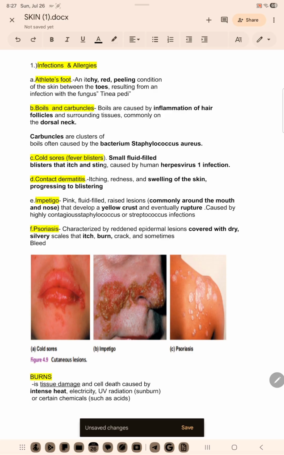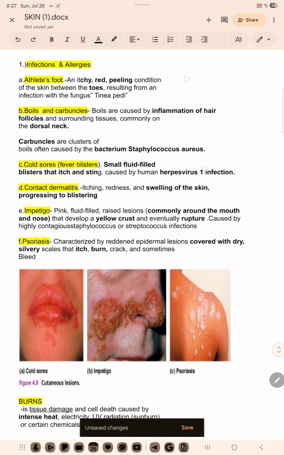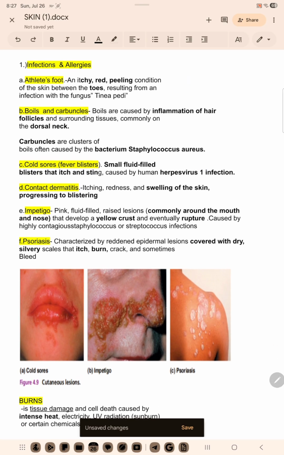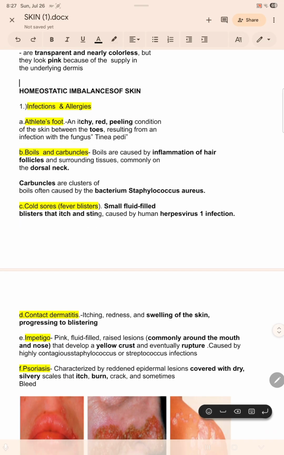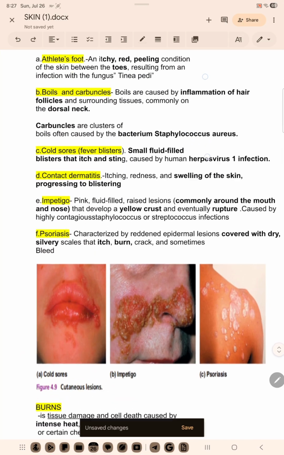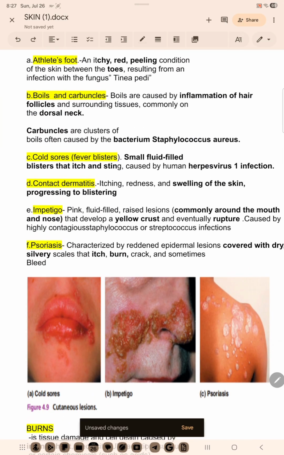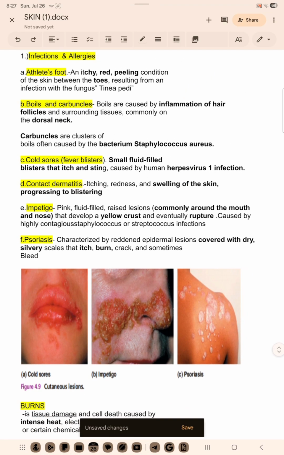Boils are caused by inflammation of our hair follicles, which swell and become inflamed inside, and that is why a boil forms, commonly on the dorsal neck. Carbuncles are clusters of boils often caused by the bacterium Staphylococcus aureus.